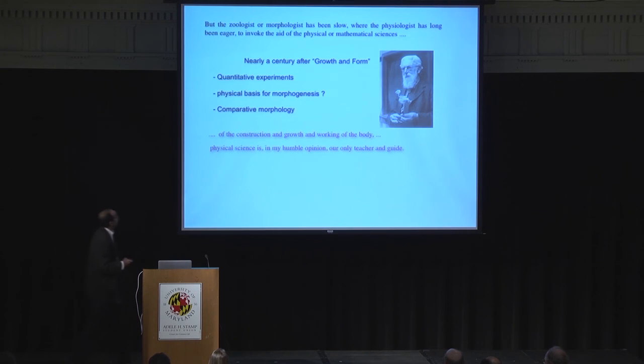We just got lucky. And I'd like to close by going back to Darcy Thompson, who said, again, in that book that I told you about, that the zoologist and the morphologist have been slow, but the physiologist has been eager, long, to invoke the aid of physical and mathematical sciences. With quantitative experiments, which in principle could have been done a long time ago, just measuring simple things, we are starting to get at a physical basis and a geometrical basis for morphogenesis.